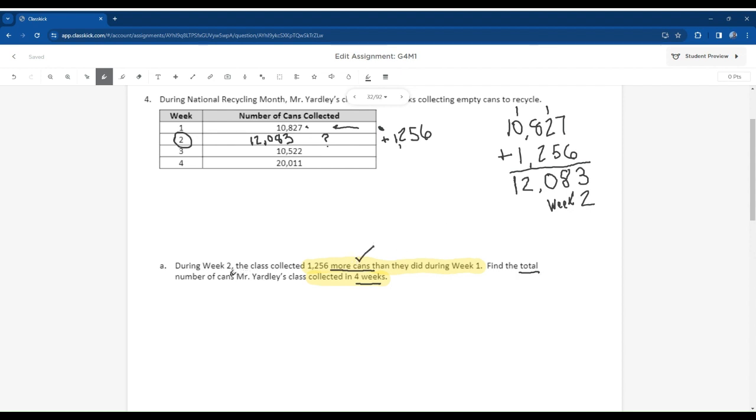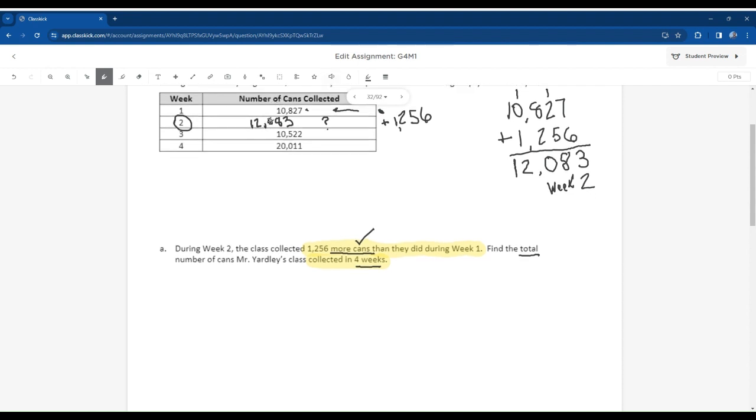Now we need to find the total number of cans Mr. Yardley's class collected in 4 weeks. So we need to take all 4 of these numbers and add them together. So we could do this a couple different ways. We could do, adding maybe these two together and then these two and then those two sums together. We could add all 4 together at once. We could add them, maybe 1 to 3, 2 to 4. There's a lot of different ways that you could go about doing this. The way I'm going to do it is I'm going to add week 1 to week 2, get that sum. Add week 3 to week 4, get that sum, and then add the two sums together.